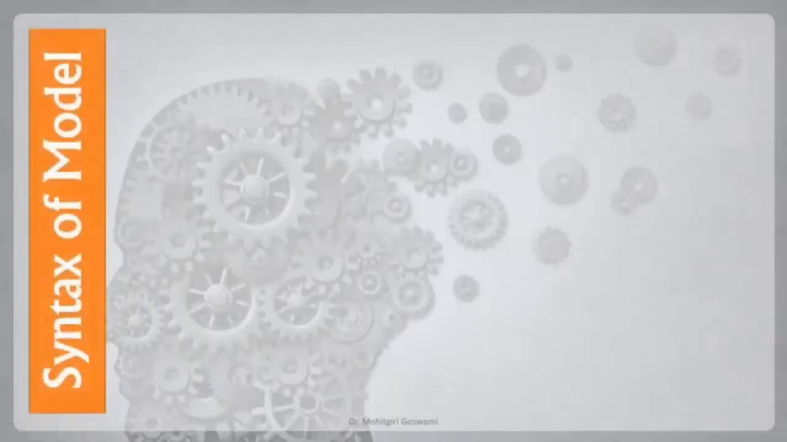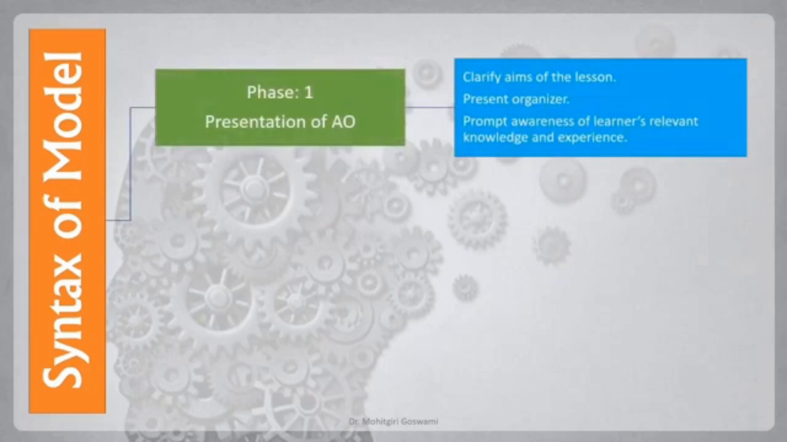Syntax of the model. The advanced organizer model can primarily be divided into three phases. The first phase is presentation of advanced organizer. Here, the teacher will clarify the aims of the lesson. It is believed that if the students are aware why they are learning the lesson, it will be more helpful to them to learn the lesson. Then the teacher will present the organizer and prompt awareness of learners' relevant knowledge and experience. Here the teacher will connect their previous knowledge to the new knowledge.